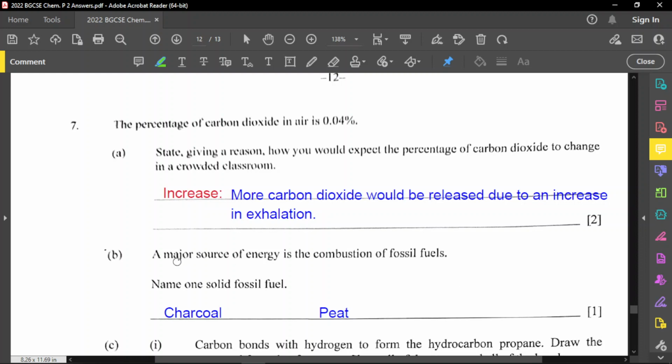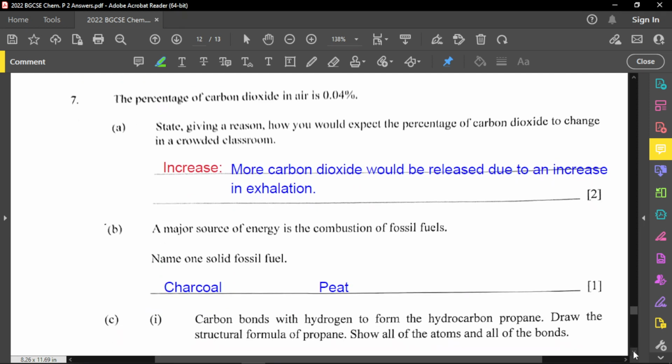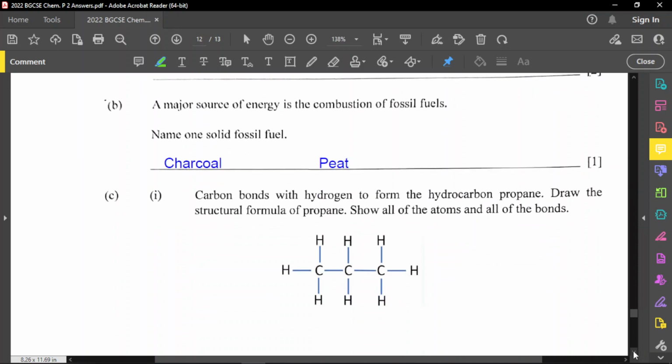Now, part B says a major source of energy is the combustion of fossil fuels. They ask to name one solid fossil fuel, and we have two here. It could be either charcoal or peat. And charcoal will be the most popular one, of course. For part C, carbon bonds with hydrogen to form hydrocarbons, such as propane. It asks to draw the structural formula for propane, showing all the atoms and all of the bonds.